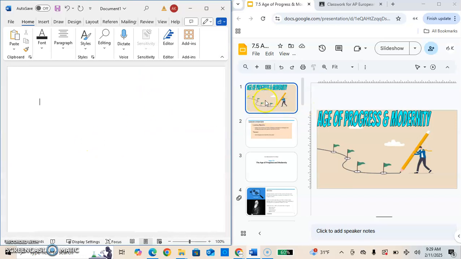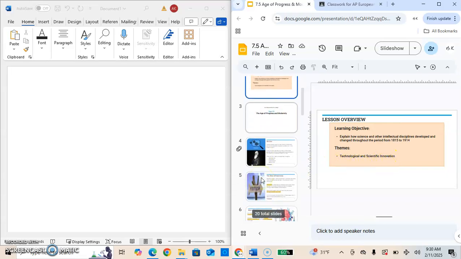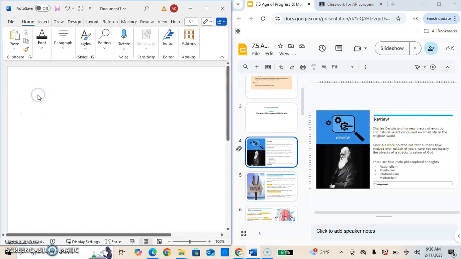All right, so we're in Age of Progress and Modernity, 7.5. We're looking at how science and other intellectual disciplines developed through change over time. We're looking at scientific innovations, technological innovations, but we're really looking more for and through thought. So we're reviewing time. 7.5, Age of Progress and Modernity.